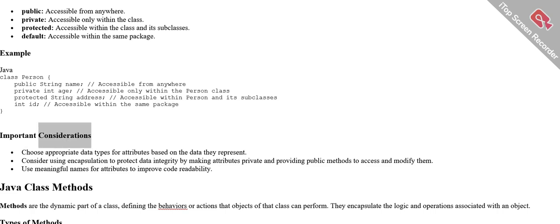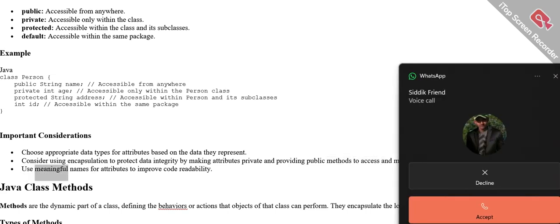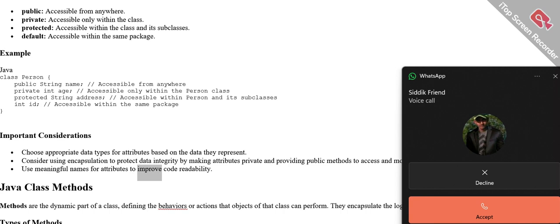Important considerations. Choose appropriate data types for attributes based on the data they represent. Consider using encapsulation to protect data integrity by making attributes private and providing public methods to access and modify them. Use meaningful names for attributes to improve code readability.